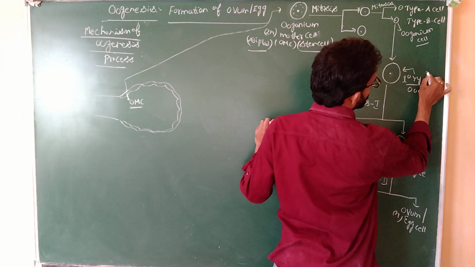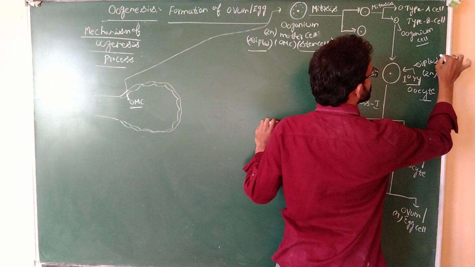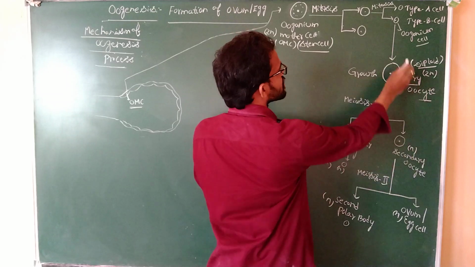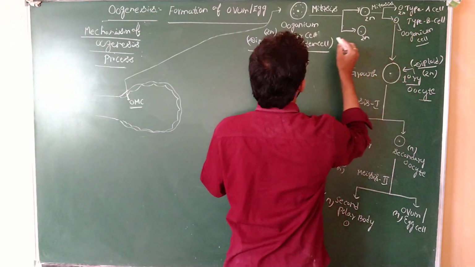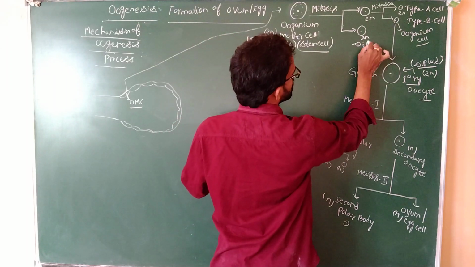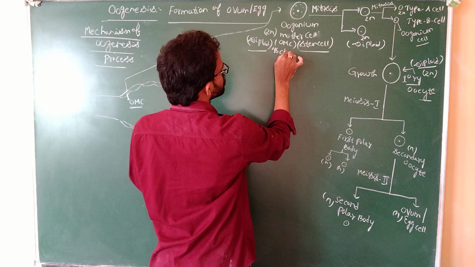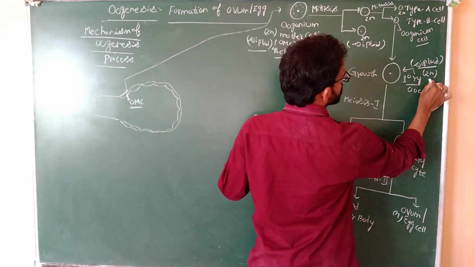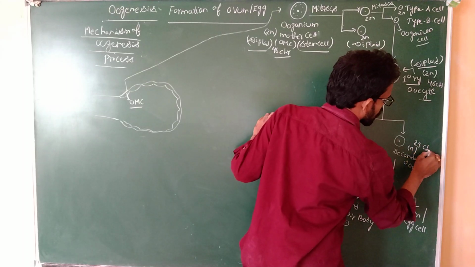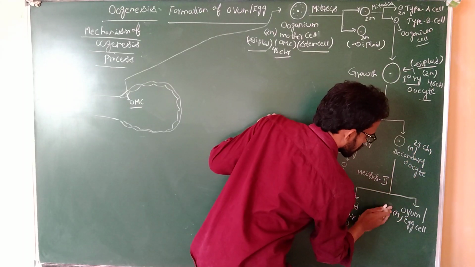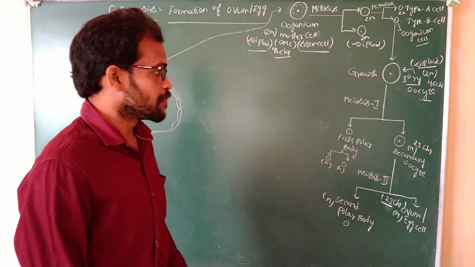The primary oocyte is in the diploid condition. This is also diploid, and this is also diploid. These all are in the diploid condition, meaning 46 chromosomes. Here also 46 chromosomes, but here 23 chromosomes. Here 23 chromosomes. These others are all diploid.